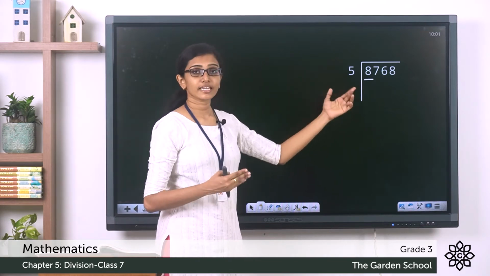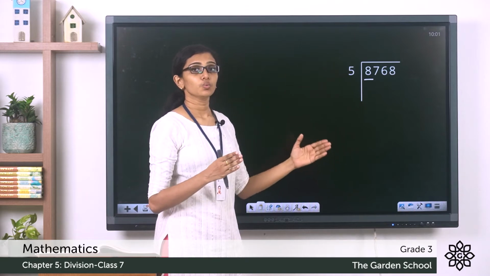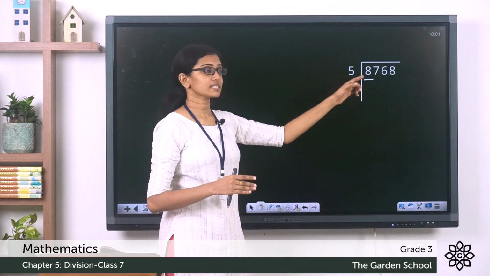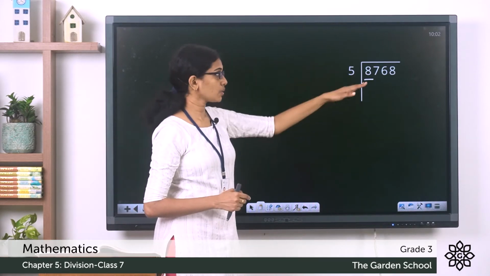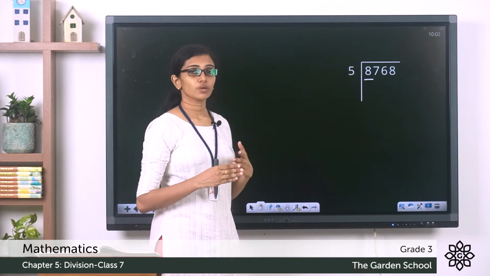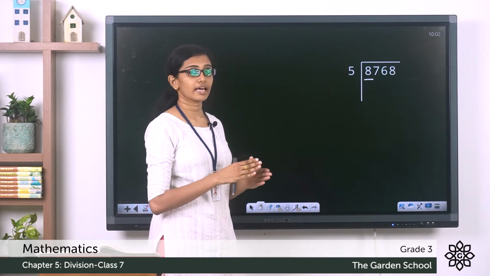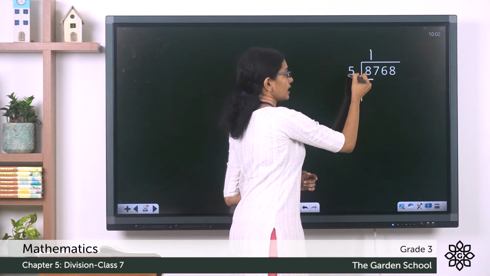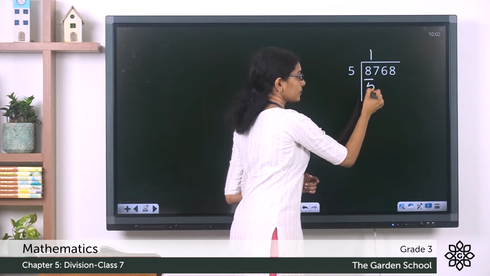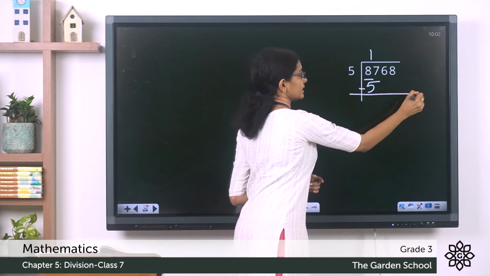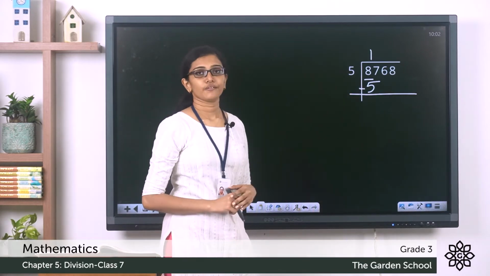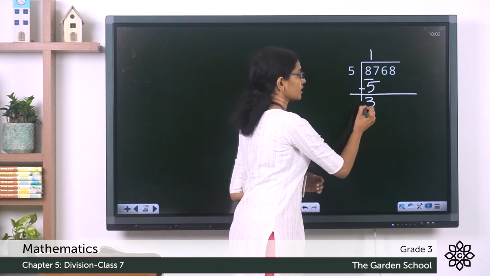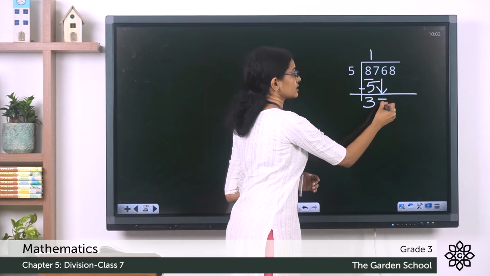So we have to recite the table of the divisor till we reach the same number or a number just less than the number we are considering. So right now we are considering 8, and we know 5 1's are 5, which is just less than 8, and hence we take 5 1's and write it here. And then 5 1's are 5, that we write here. Then subtract the numbers. 8 minus 5. What is 8 minus 5? That is equal to 3. Now bring down the next digit.